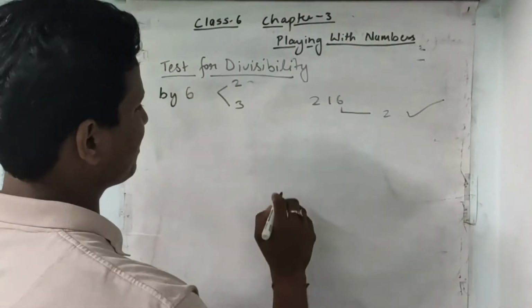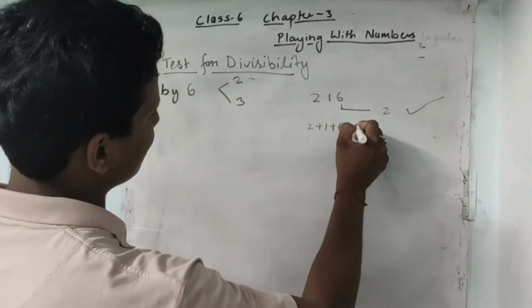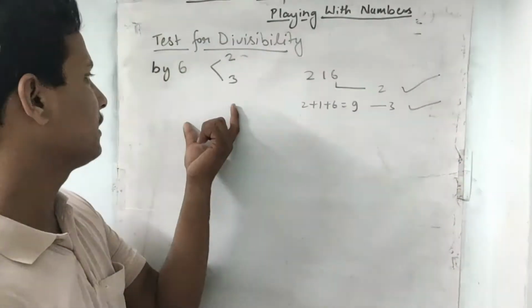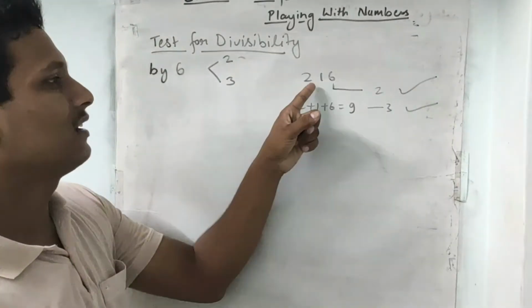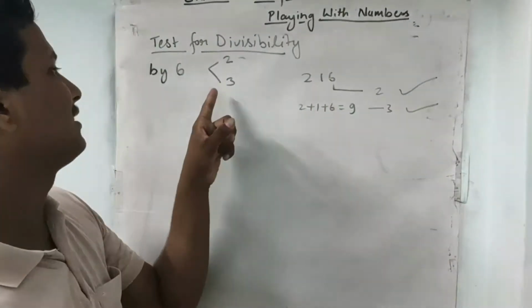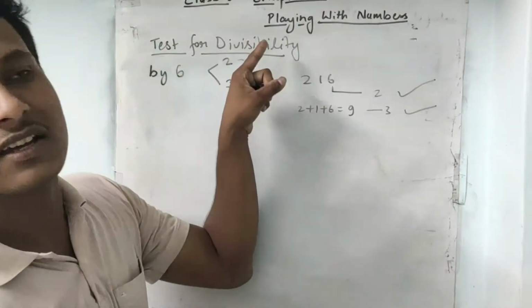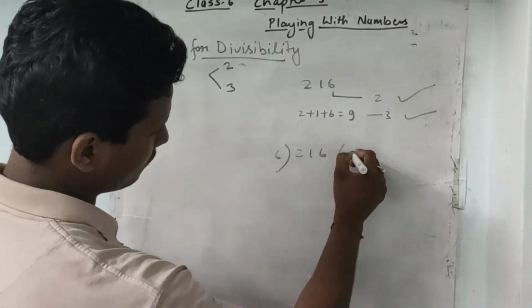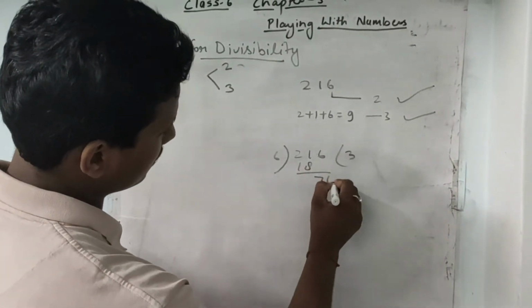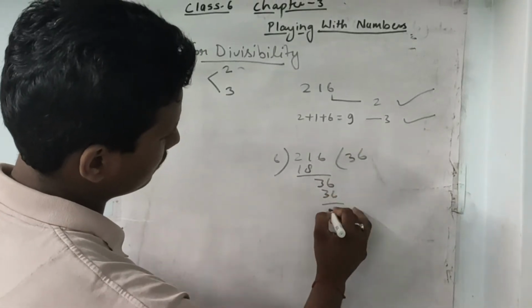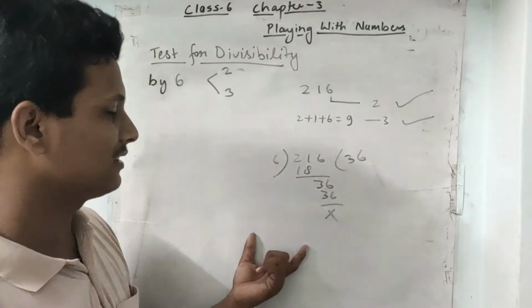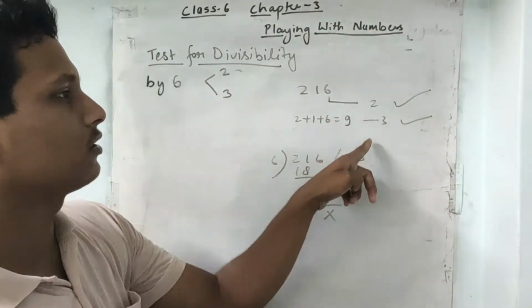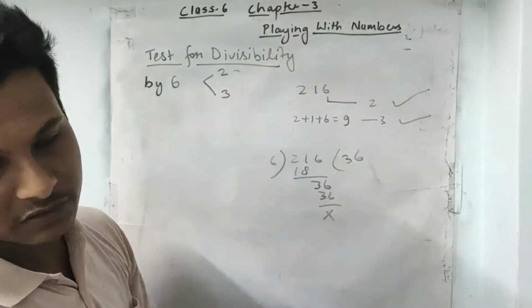Now for checking by 3, 2 plus 1 plus 6, that is 9, and 9 is divisible by 3. So 216 is divisible by 2 and 3 both, so that means the number is also divisible by 6. If you want to check, you can verify it: 6 3s are 18, then 6 6s are 36. So clearly we are seeing that 216 is divisible by 6, and from this method we also saw that the number is divisible by 6.